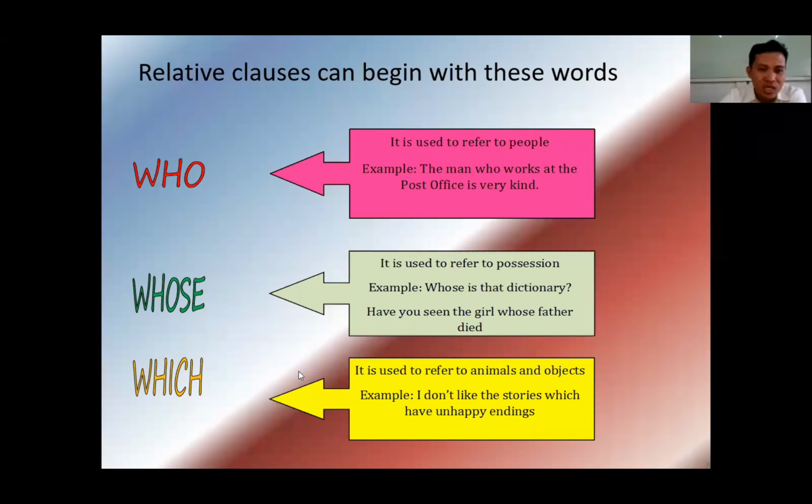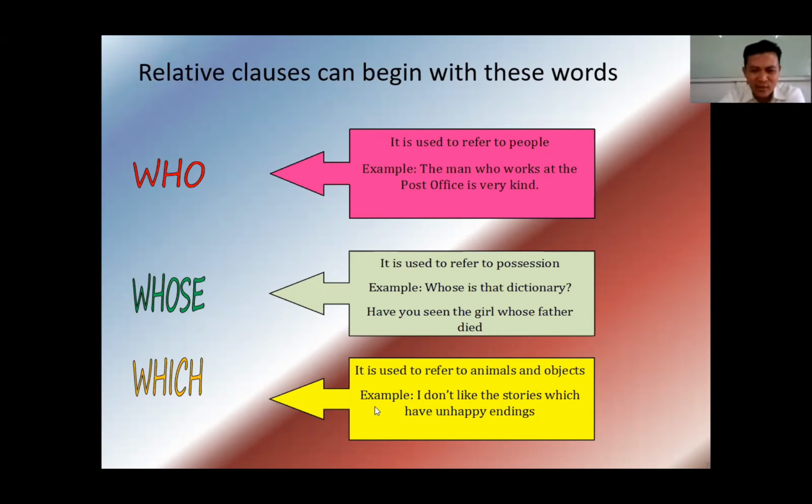Okay, the next is which. Whose refers to possession, and it can be for a person or people, not only for people but also for things. A thing can be an animal, or any object. Next is which, used to refer to animals and objects, things. It is not for people, not for a person.